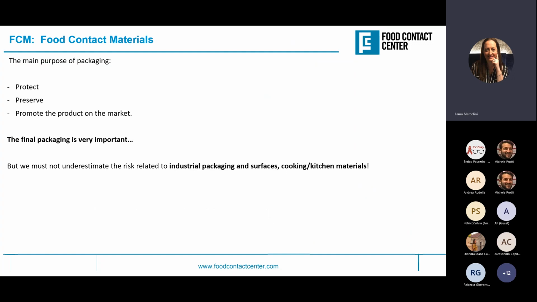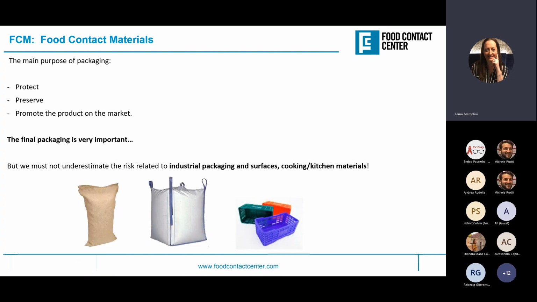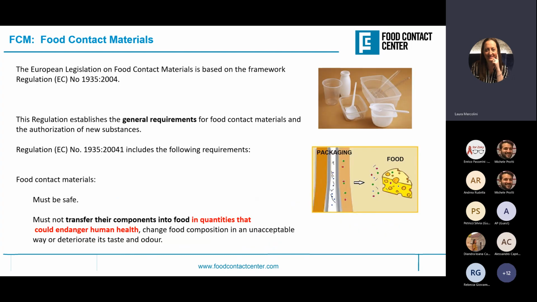First of all, we are focused on food contact materials. Everyone, when thinking about food contact materials, maybe thinks only about the final packaging. But of course, we do not have only the final packaging. Many times contaminants can come from the industrial packaging, from the surface of machines, and also from items that we use daily in our kitchen. And anyway, the rule for food contact materials is always the same.